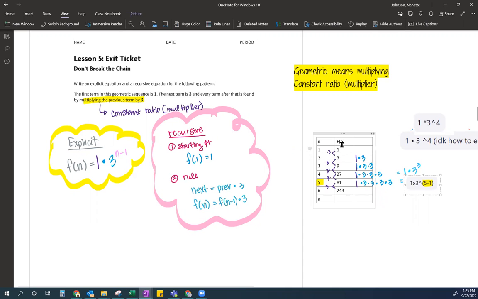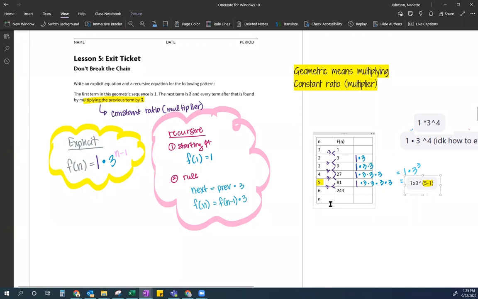Ms. Johnson, I didn't even get how to write a table. No problem. Just start with the first term. It says 1. So we go 1. Wait, how do I get the next term? It says the next term is 3. Oh, 3. And then after that, it's multiplied by 3 times 3. So that'd be 9 and 27.